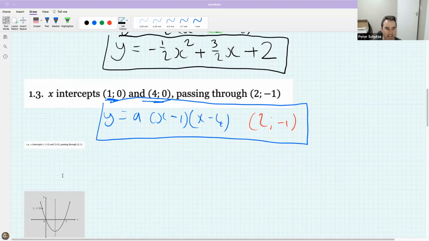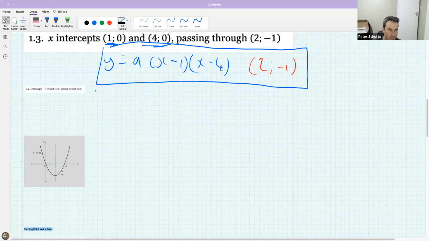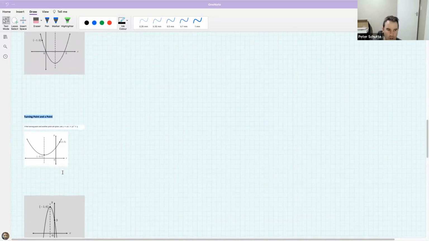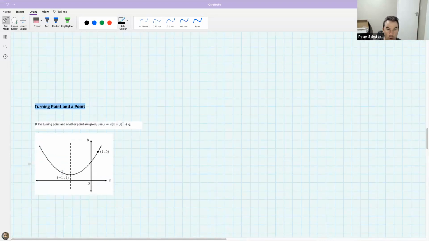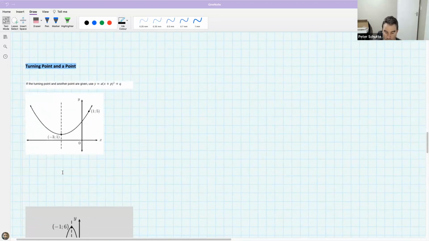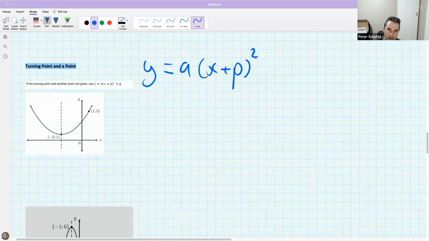So let us go on to a different type of situation. Let's talk about if they give you not 3 points, but 2 points, and one of the points is the turning point. If that is the case, I normally like to think about finding the equation of the parabola using the turning point form. All I need to figure out is what A is, what P is, and what Q is.